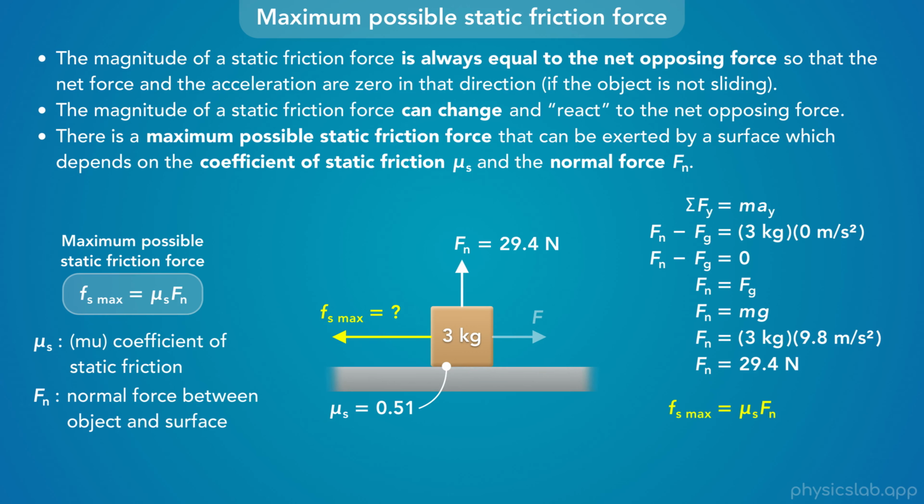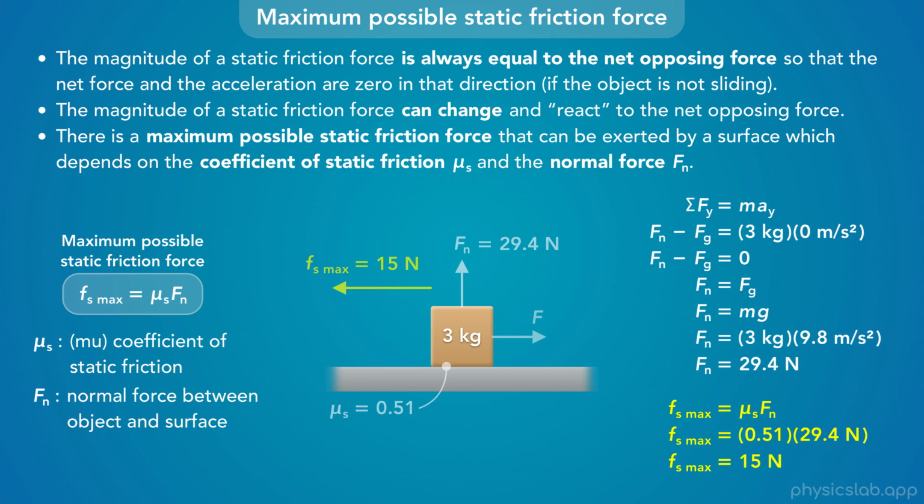Now we can use this new equation to calculate the maximum static friction force. We plug in 0.51 for the coefficient of static friction, and 29.4 newtons for the normal force, and we get 15 newtons. So the ground can provide a maximum of 15 newtons of static friction on this box. But that's just the maximum possible value. If we pull on this box with a force that's less than 15 newtons, the actual static friction force is still equal to that opposing force, not 15 newtons.